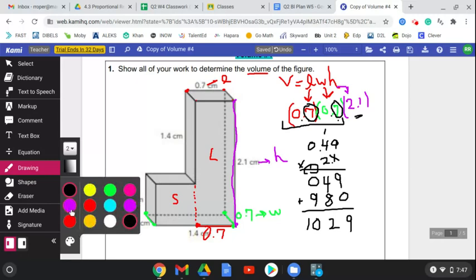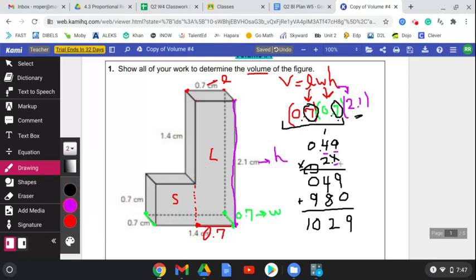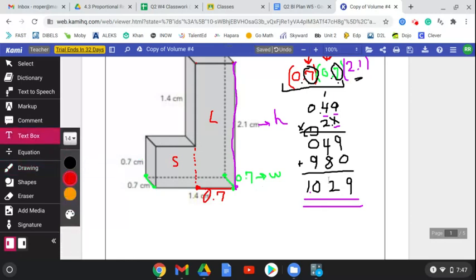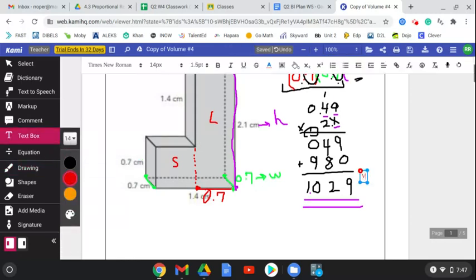Okay, I'm going to count to see how many digits are after the decimal point. I got 1, 2, 3. There are 3 digits after the decimal in the numbers that I'm multiplying together. And so in my answer down here, there should be 3 digits after the decimal. So it'd be 1.029, so that the 0, the 2, and the 9 are after the decimal. And so this right here is the volume of the larger prism. If I put a text box in here, I could put volume of large prism.